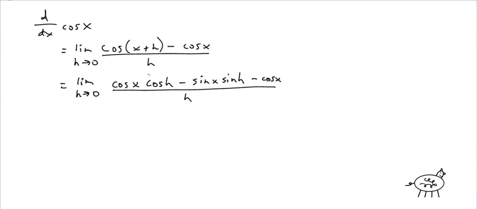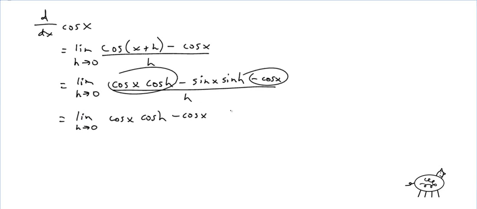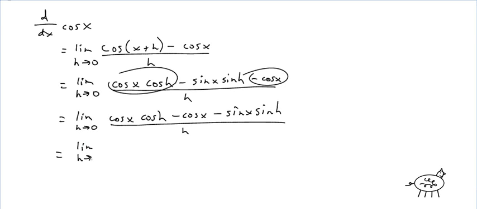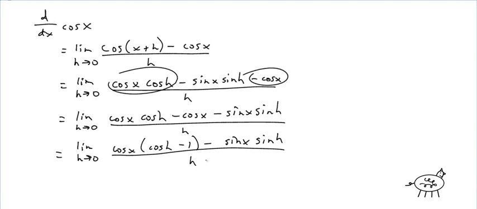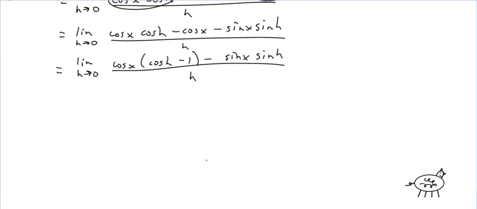Okay, we're going to do the exact same thing. I'm going to group this guy and this guy together. So I get limit as h approaches 0 of cosine of x, cosine of h, minus cosine of x, minus sine of x, sine of h, over h. Then I'm going to factor out cosine of x. So you get cosine of x times cosine of h minus 1 minus sine of x, sine of h, all over h.